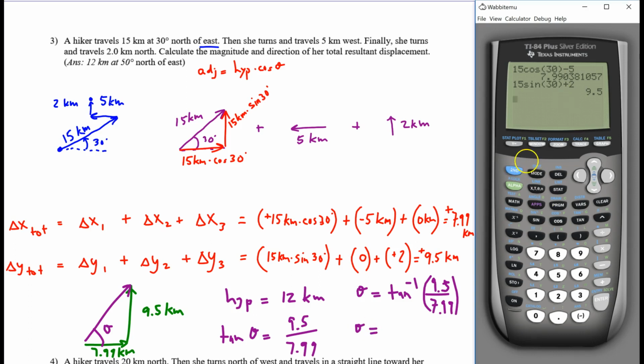And what do we get? Second tan, 9.5 over 7.99. 49.9 degrees, that's going to round to 50.